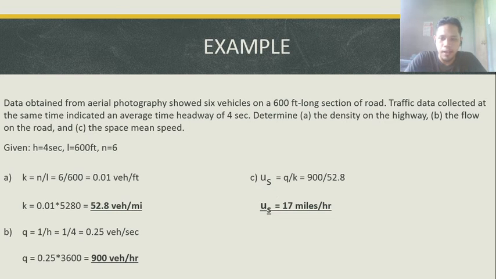Lastly, the space mean speed is equal to flow over density. So for letter C, the speed is the flow over the density. So 900 over 52.8. The answer should be 17 miles per hour.